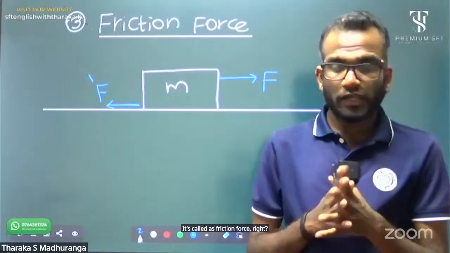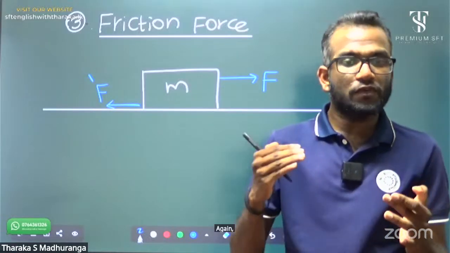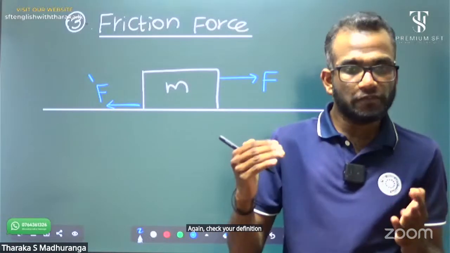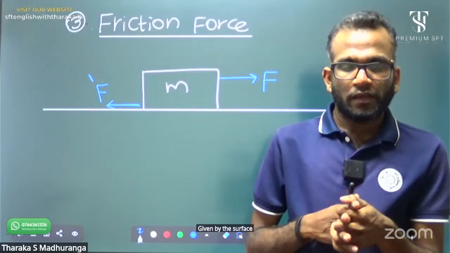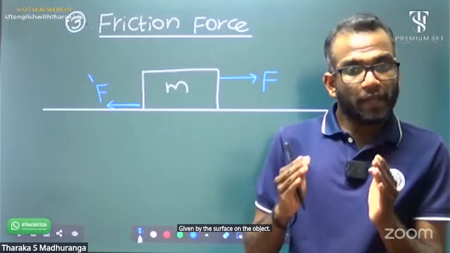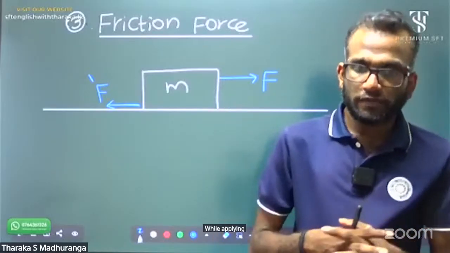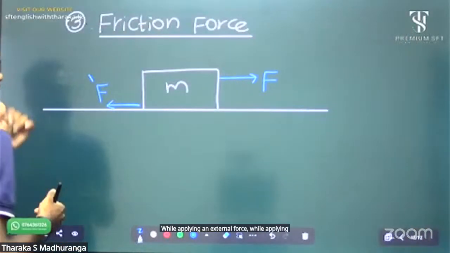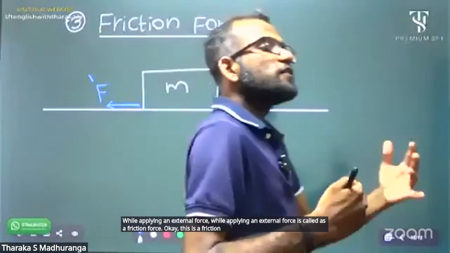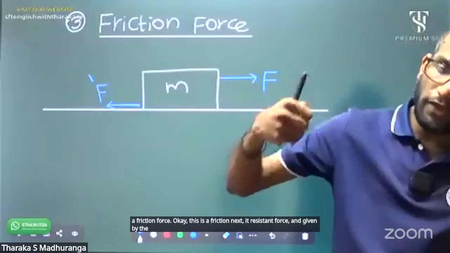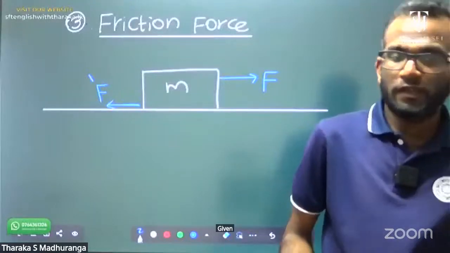Again, check your definition. A resistant force given by the surface on the object while applying an external force is called a friction force. Okay, this is friction actually. It's a resistant force and it is given by the surface.